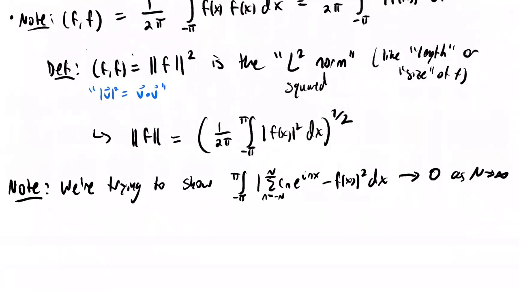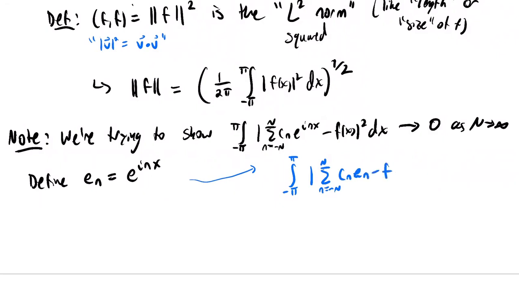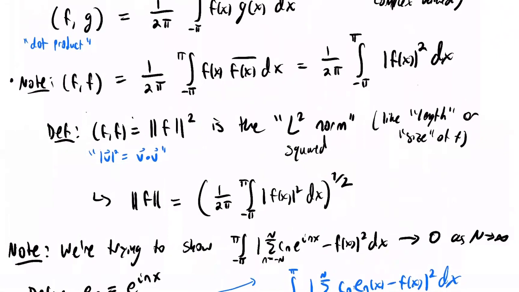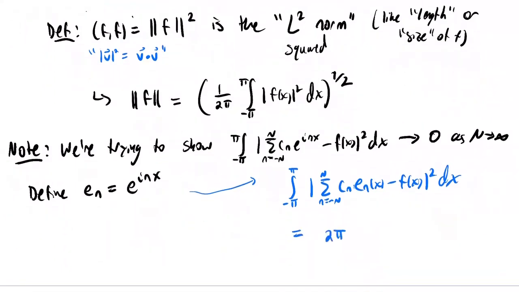Let's interpret this in terms of these dot products. Let's define e sub n equal to e to the i n x, just to simplify the notation a little bit. If I look at this, what is this? This is the integral from minus pi to pi of the absolute value of the difference between the series, the sum of c_n e_n, minus f. This is exactly what we call the L2 norm of the difference of the two functions, but squared and multiplied by 2 pi. So this is equal to 2 pi times the L2 norm of the difference.